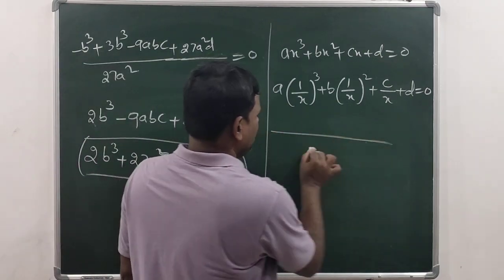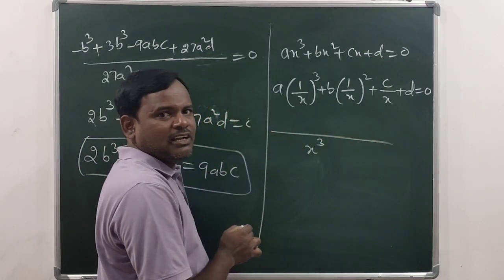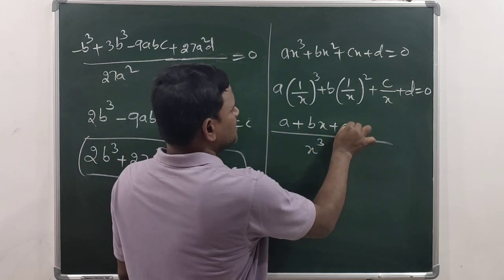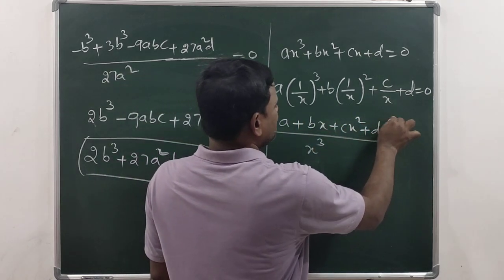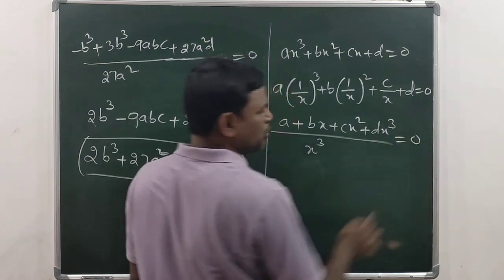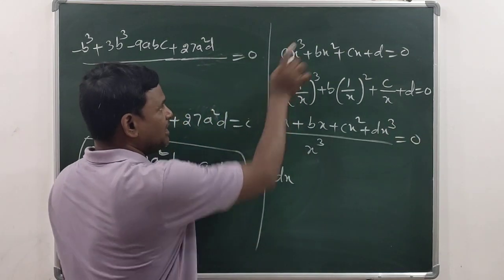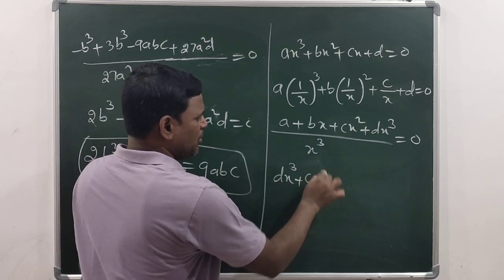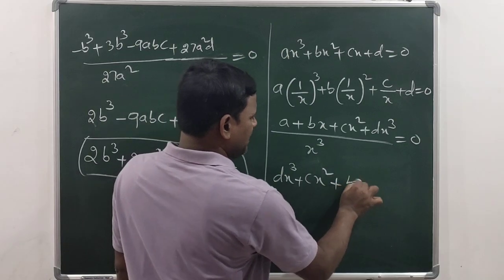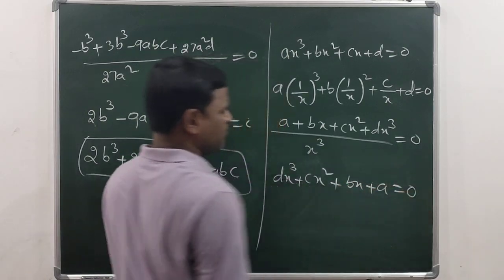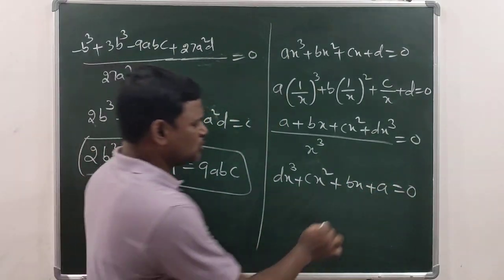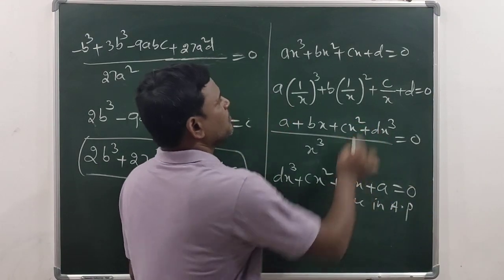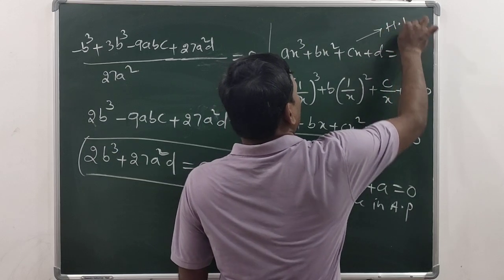So simplify this. Here x cube will be the LCM, and simplify: a plus bx plus cx square plus dx cube, which is equal to 0. Send the x cube to the right side. Then the given equation will be transformed into dx cube plus cx square plus bx plus a is equal to 0. You got it. Then whose roots are in arithmetic progression, so the original roots are in harmonic progression.